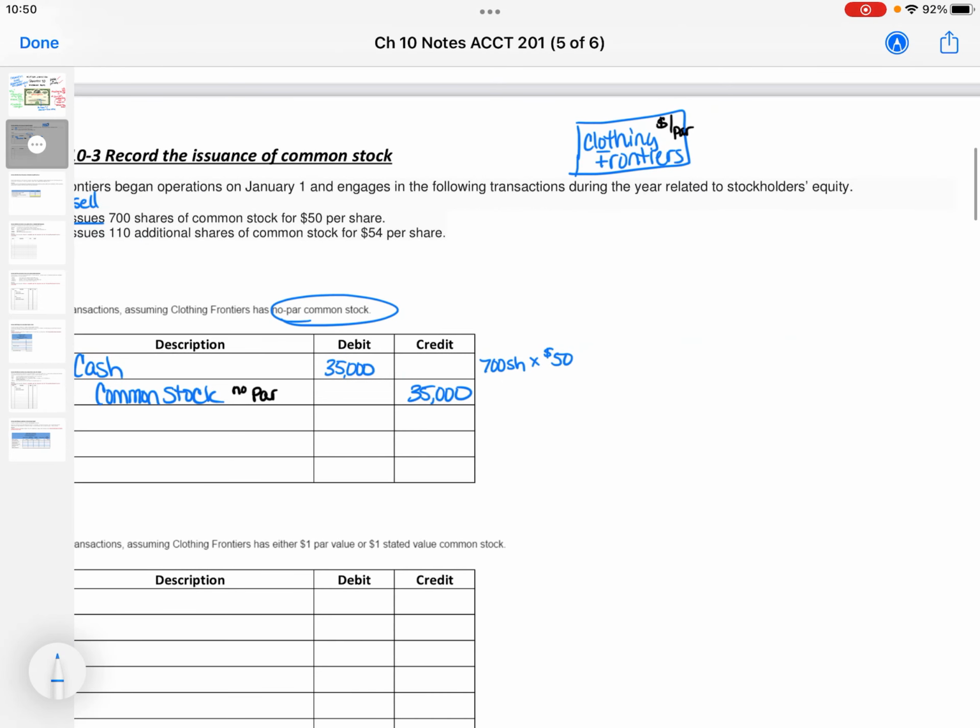Now my T account for this would look like this. Just going to abbreviate common stock. You'll see I'll do that throughout a little bit. This first entry would be a credit of $35,000.